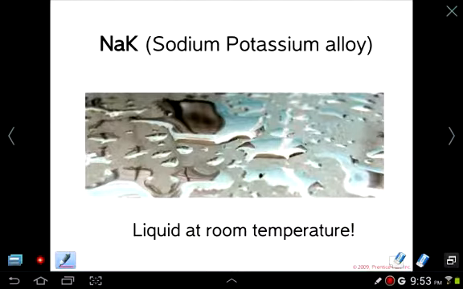And I thought I'd leave you with my favorite alloy, and that is NaK, sodium-potassium alloy. We know that both sodium and potassium are metals. However, they're very reactive metals, but you could make an alloy out of them, and this alloy is a liquid, much like the mercury being a liquid.